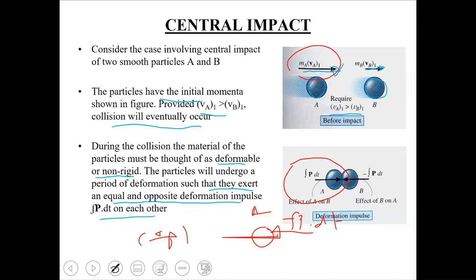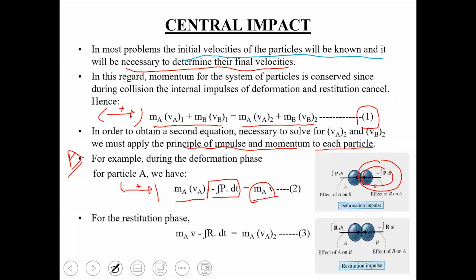Yes, sir. So once we are considering the deformation phase for particle A, this is the momentum of particle A before that deformation phase. This is the impulse which particle B is exerting on particle A, integral P dt. और मैंने इसको negative sign क्यों दिया? Because that impulse is going to act towards the negative side of line of impact. और ये इस particle A का momentum है after the deformation phase.